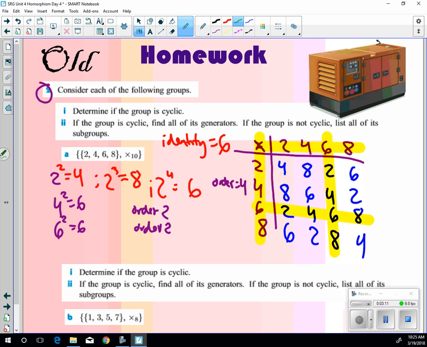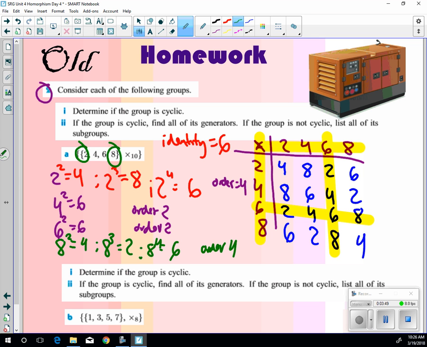And then how about 8 squared is 4. 8 cubed will be 2. 8 to the fourth is going to be 6. So this is also an order of 4. So what are the generators of these two? 8 and 2, yeah. So the generators are going to be 8 and 2. And then we found those.